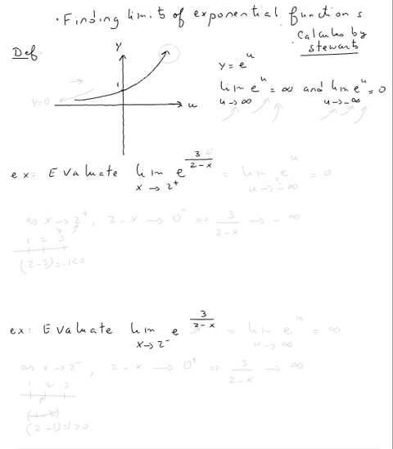The topic is find the limits of exponential functions. Again, let's look at this definition. This is u, so that's y equals e to the u. If you look at the graph, the limit of e to the u as u goes to infinity is positive infinity, because you look at the end behavior. As you go to infinity, y goes to infinity.